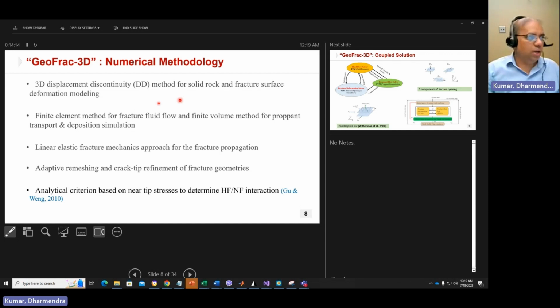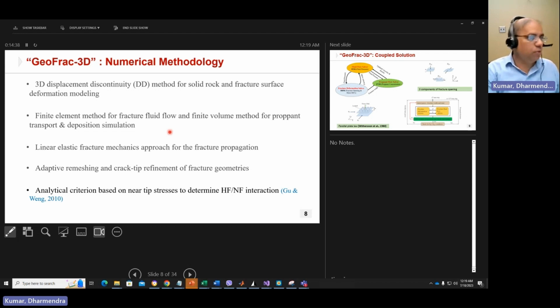So let's look again at the model. The model is very similar to what we discussed yesterday. It's still an indirect boundary element method for rock and fracture deformation modeling. And the fluid flow, I simulated using the finite element method. And there is proppant transport and deposition also.